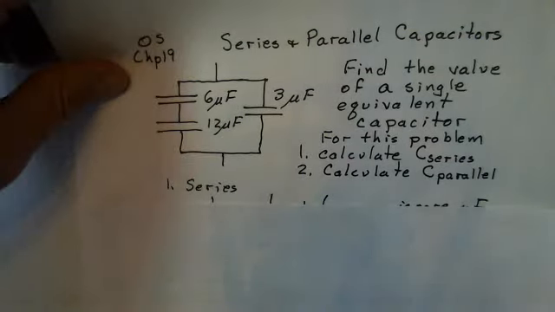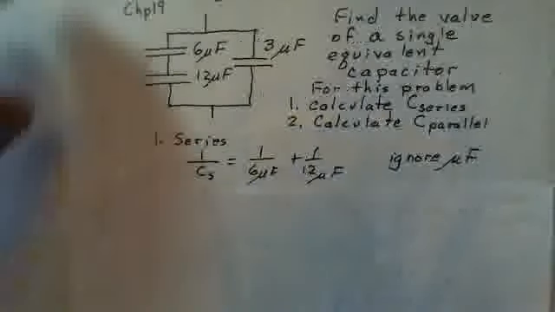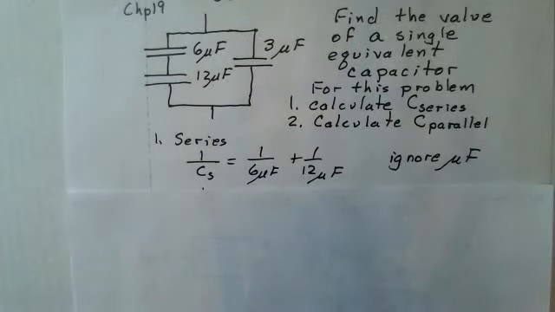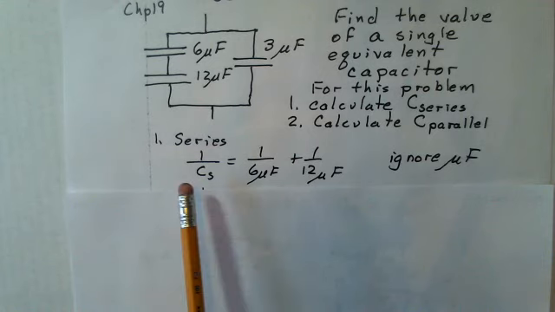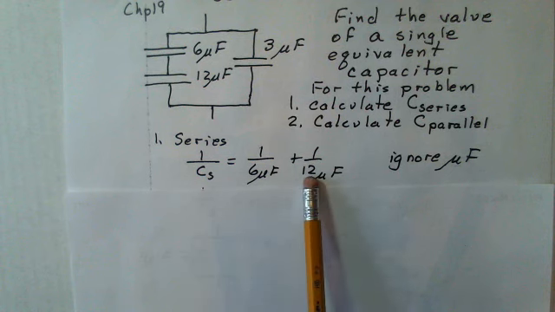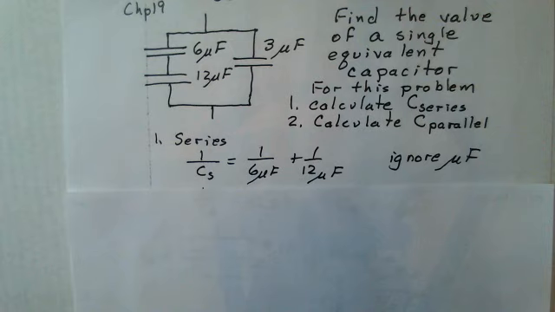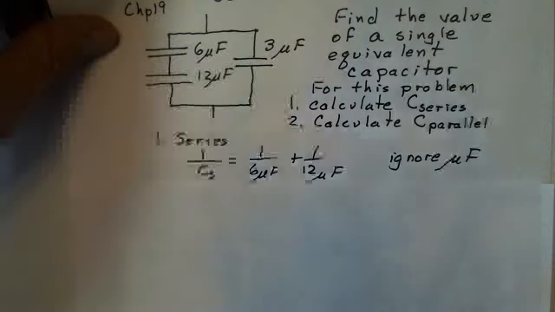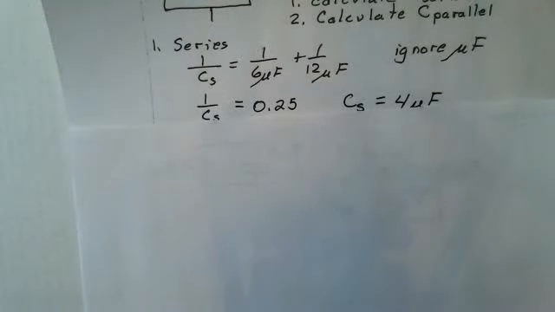For the series capacitance, we know that we have to use a reciprocal calculation. 1 over the net series capacitor is equal to 1 over 6 microfarads plus 1 over 12 microfarads in this case. The series equivalent capacitor will also have units of farads. So it would be tedious to put in 10 to the minus 6 for these microfarads. I'm going to ignore the microfarads, and we'll attach the microfarads to our answer of the series equivalent when we're done. So we get 1 over CS equals 0.25.